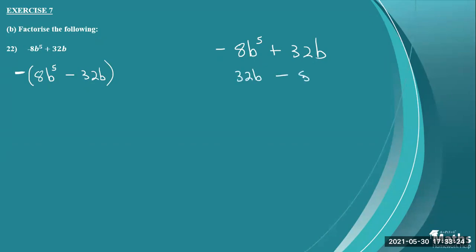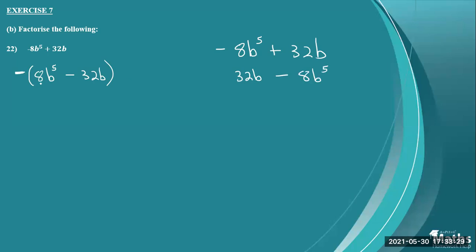22, it's from the B exercise of exercise 7 in the Mind Action series. What do I see here? I see a minus. So I'm going to do it in 2 different ways again. Like the first one we did right in the beginning, we can either take out a negative. So if I take out a negative, 8b to the power of 5 minus 32b will remain. And in this case, I'm just going to swap it around. So this is your options. I actually prefer to just swap it around.